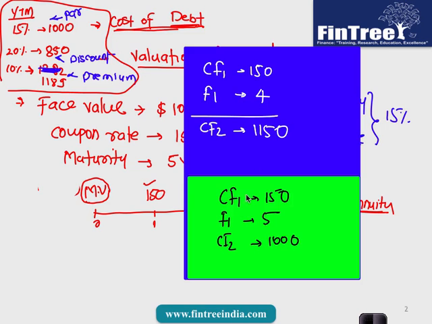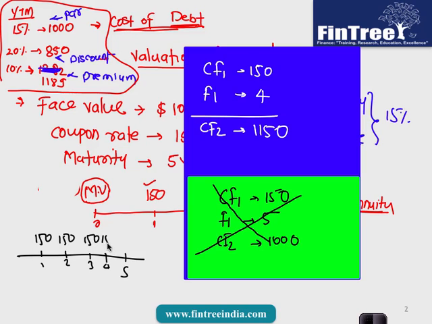Yes, right. Because if you say cash flow 1, 150, frequency 1, 5, what you are saying is, on a timeline, if this is 1, 2, 3, 4 and 5, you received 150 for the first 5 years, but this 1000 you received in the 6th year. So time value of money will get us a different answer. Is that making sense to you? Any questions? Please ask.